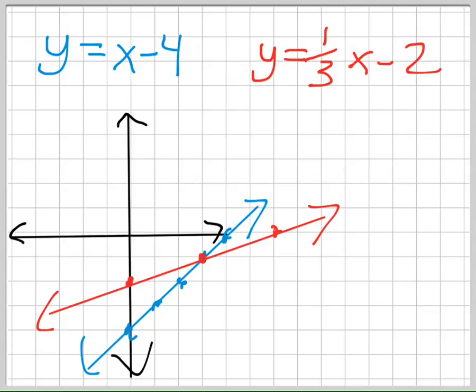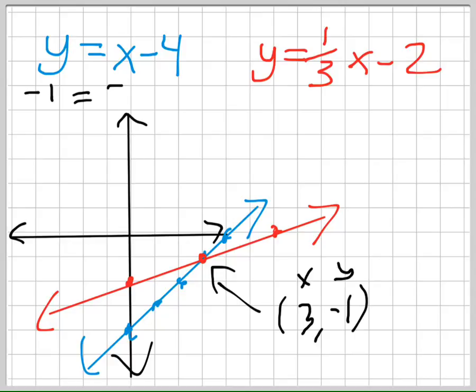So I'm trying to find an x and y coordinate that work for both of these equations. What do we think that xy coordinate is? 1, 2, 3, negative 1. They intersect right here, so it should be (3, negative 1). That's my x, that's my y, because we always write the x first. If we want to check our answer, we can do that by just plugging those in. Again, this is x, this is y, so let's plug them in and see if we get something true. Negative 1 equals 3 minus 4.